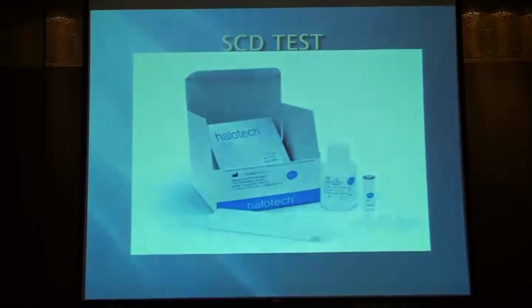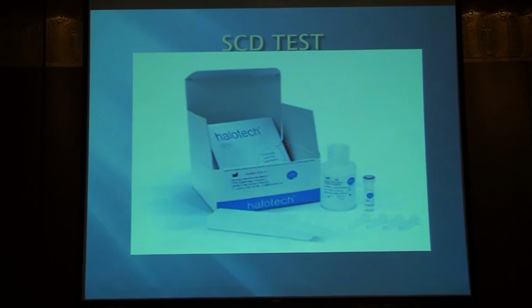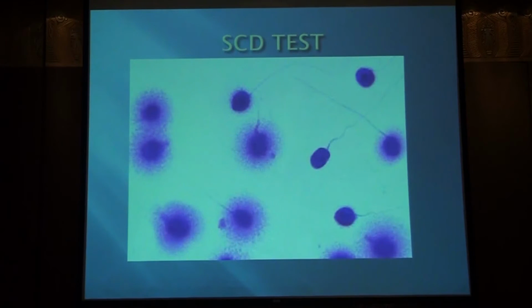This is a picture of the kit of the Halotech, which is used for the sperm chromatin dispersion test. And this is a slide showing the difference between the sperm with high DNA fragmentation and others with low DNA fragmentation. The one with a halo represents the sperm with high DNA fragmentation, while the one with no halo represents a good sperm with compacted DNA.